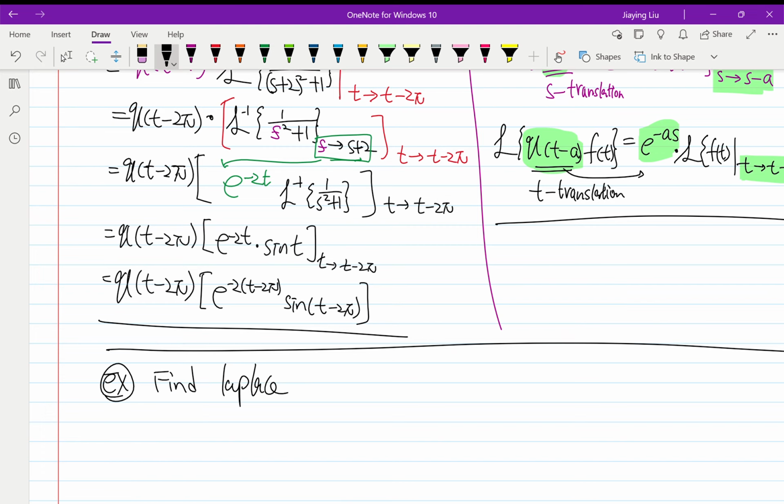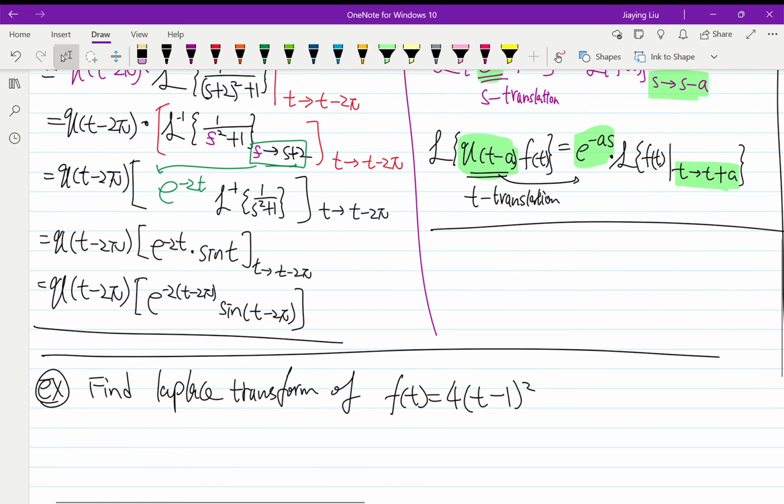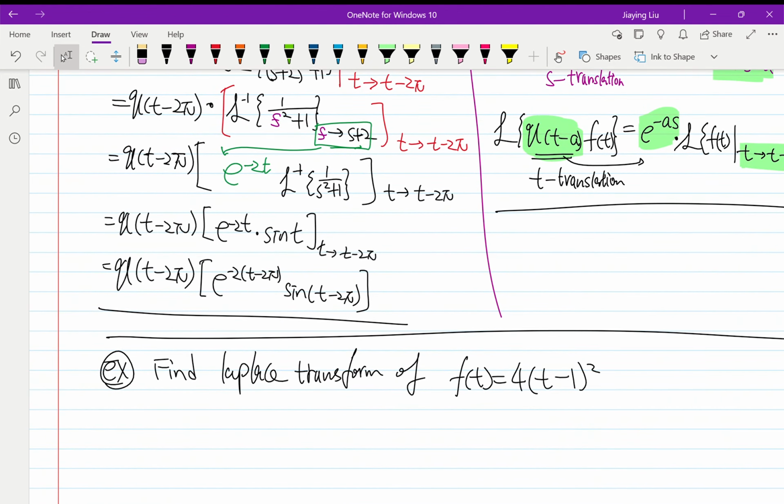It may not follow those rules, maybe just using something else. F of t is equal to 4 t plus 1 squared. Actually, t minus 1 squared. So how do we find the Laplace transform of 4 times t minus 1 squared? Does it look like an S translation? No, right? Because we don't have an e to the at times.